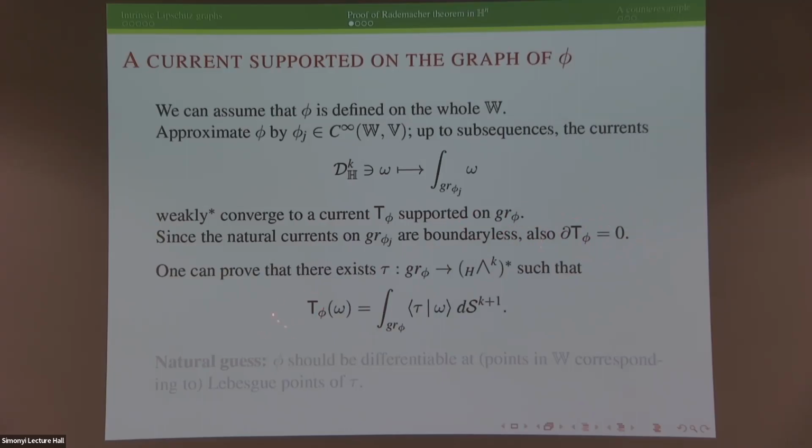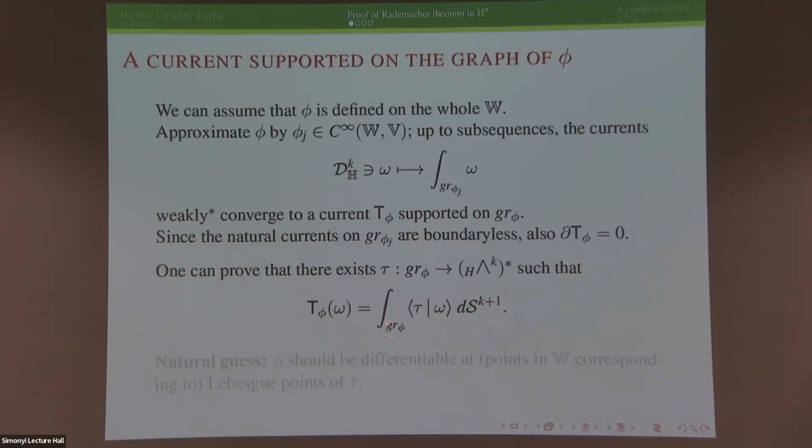Actually, this current has a nicer structure. It can be recovered by integration. By integration on the graph of phi of what? Integration with respect to this measure. So this is the spherical Hausdorff measure on the graph of phi. You can, in a first approximation, think of this as the standard Hausdorff measure of dimension k plus 1. What happens is that this number k plus 1 is the Hausdorff dimension of this object.